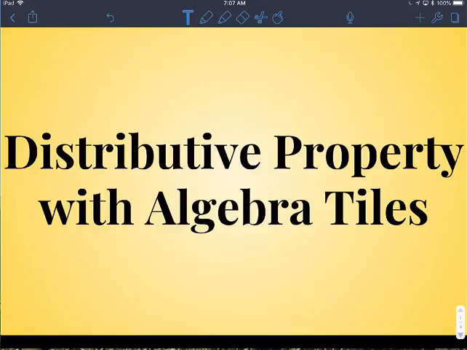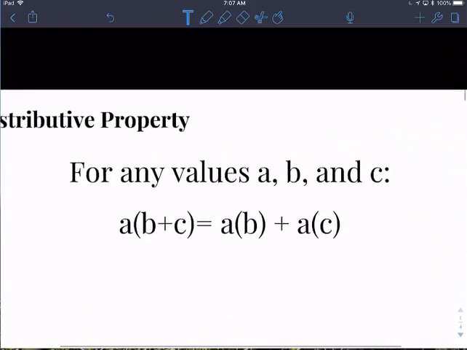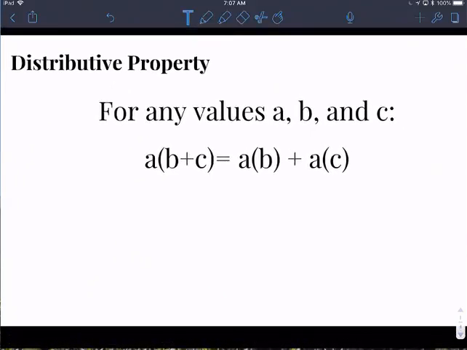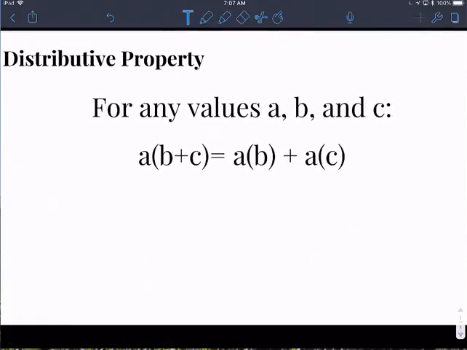We're going to talk about the distributive property with algebra tiles. So first of all, the distributive property basically says that for any values that you have, we're going to call them A, B, and C. They are variables. They could be anything. When you multiply A times the quantity B plus C, you really are getting A times B plus A times C.